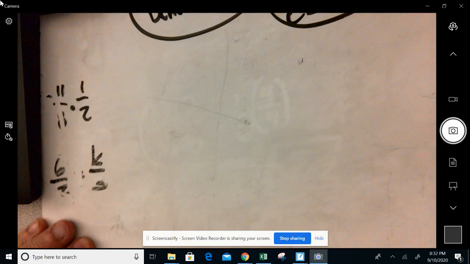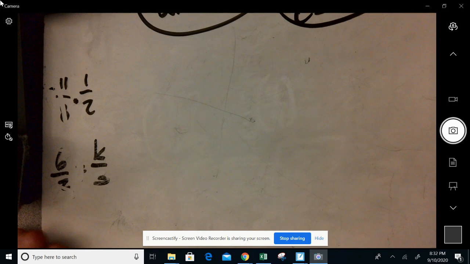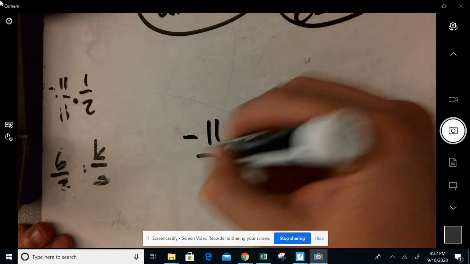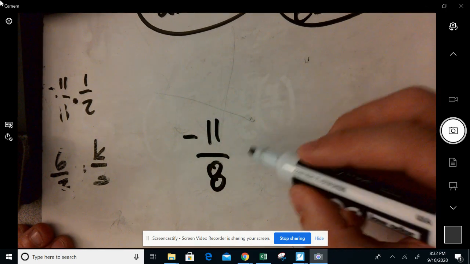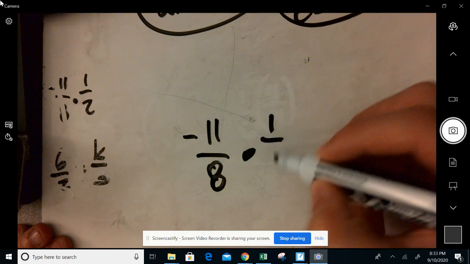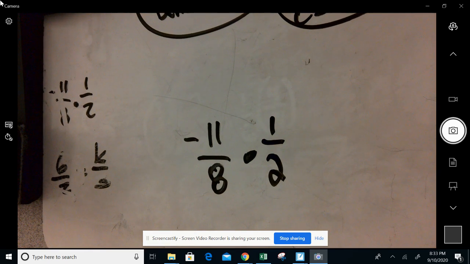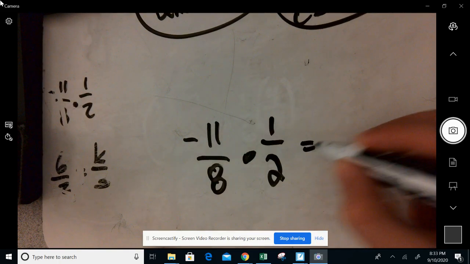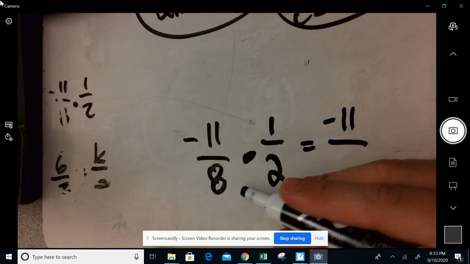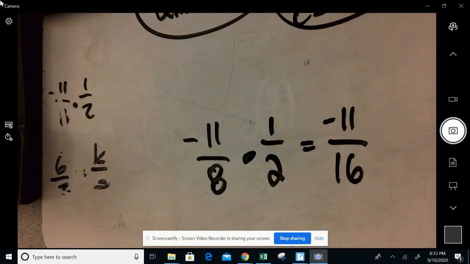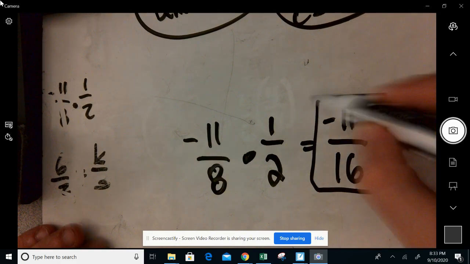All right. 2 more examples. I did have a hit on the fact that about 60% of you got something like this, and I'm talking about the warm-up from today. With multiplication, now that you've done a division, multiplication should be easy. Multiply straight across. -11 times 1 is -11. 8 times 2 is 16. You can't reduce. That's that. Cool.